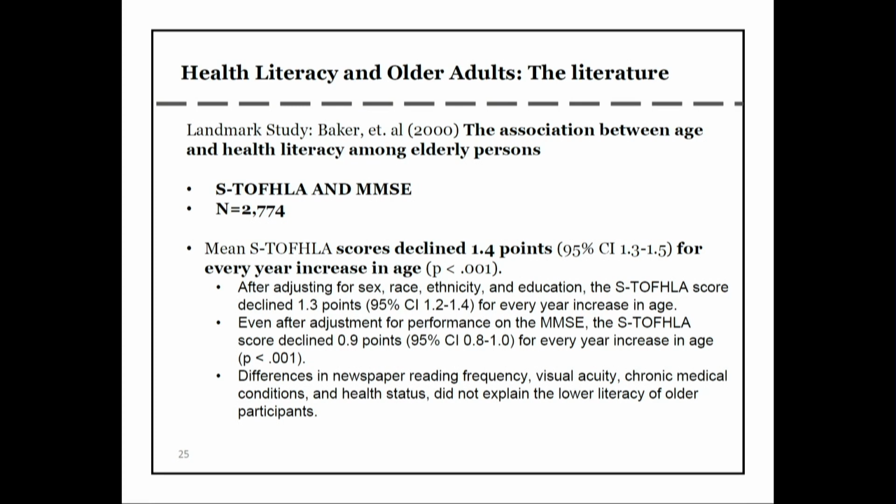But what he found was that the S-TOFHLA scores declined for every year of increase in age. And then they adjusted for ethnicity, race, et cetera, all the demographic information, and it held true at a little bit lesser rate. And then they adjusted for the mini mental status exam, and again, it held true that health literacy declined with every increased year in age. Now, there were differences in newspaper reading frequency, visual acuity, et cetera.